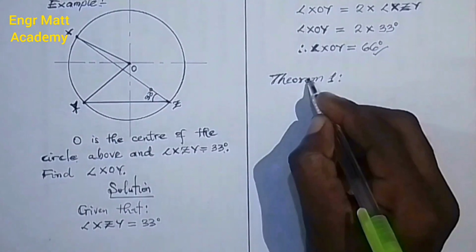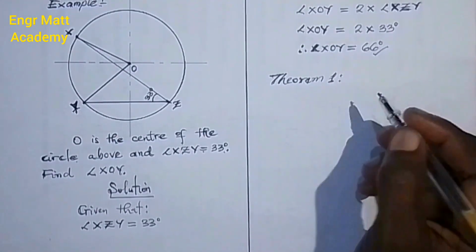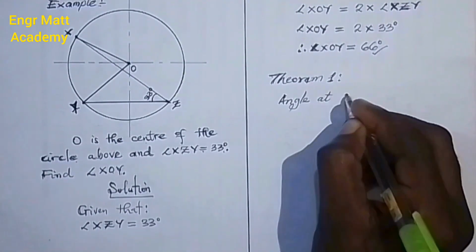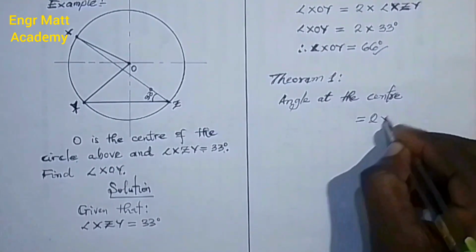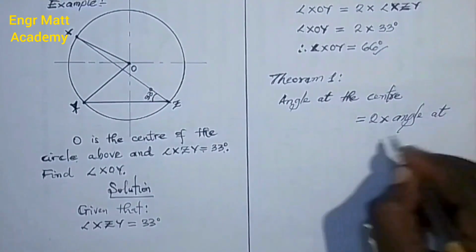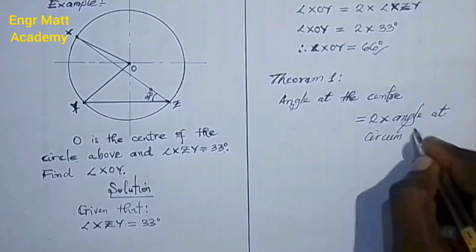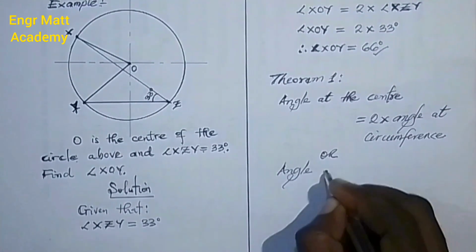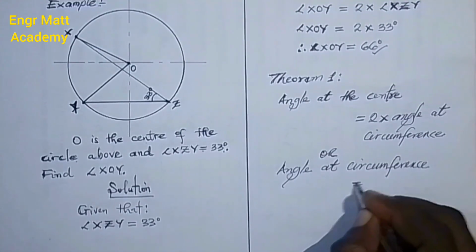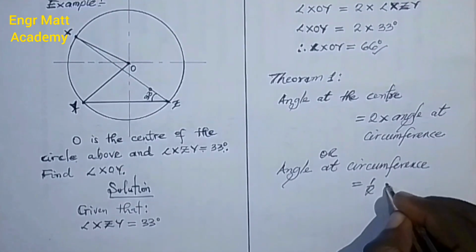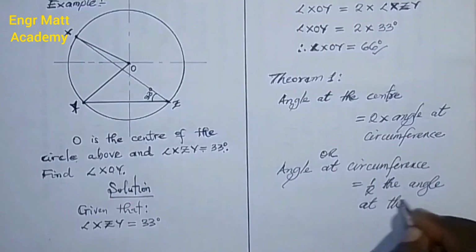Circle Theorem 1 simply means that angle at the center is equal to 2 times angle at circumference, or angle at circumference is equal to half the angle at the center.